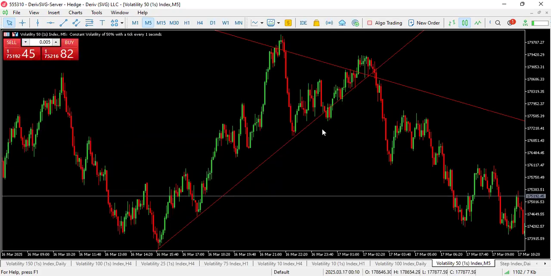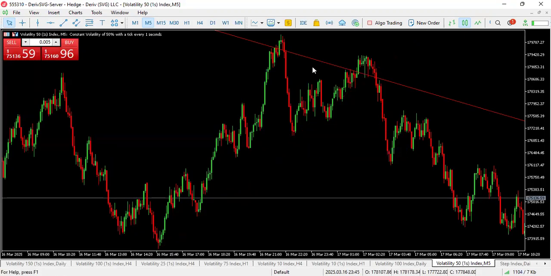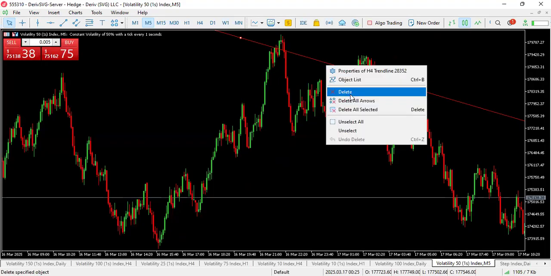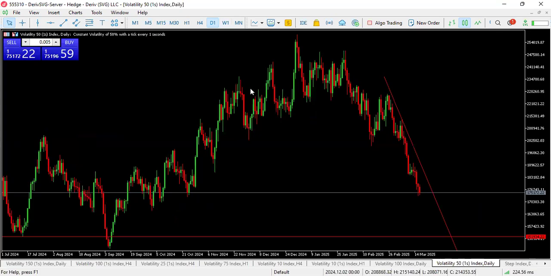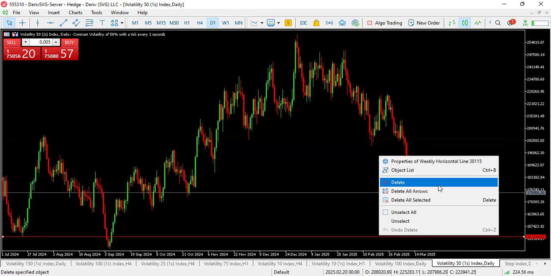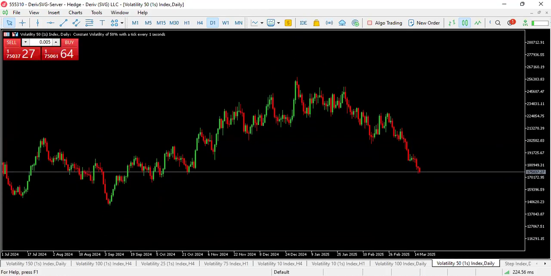Something like this now. Let me remove all these things. Now this is V50. The market is on a downtrend. When the market stopped being a downtrend, it was when the market broke out of this place.